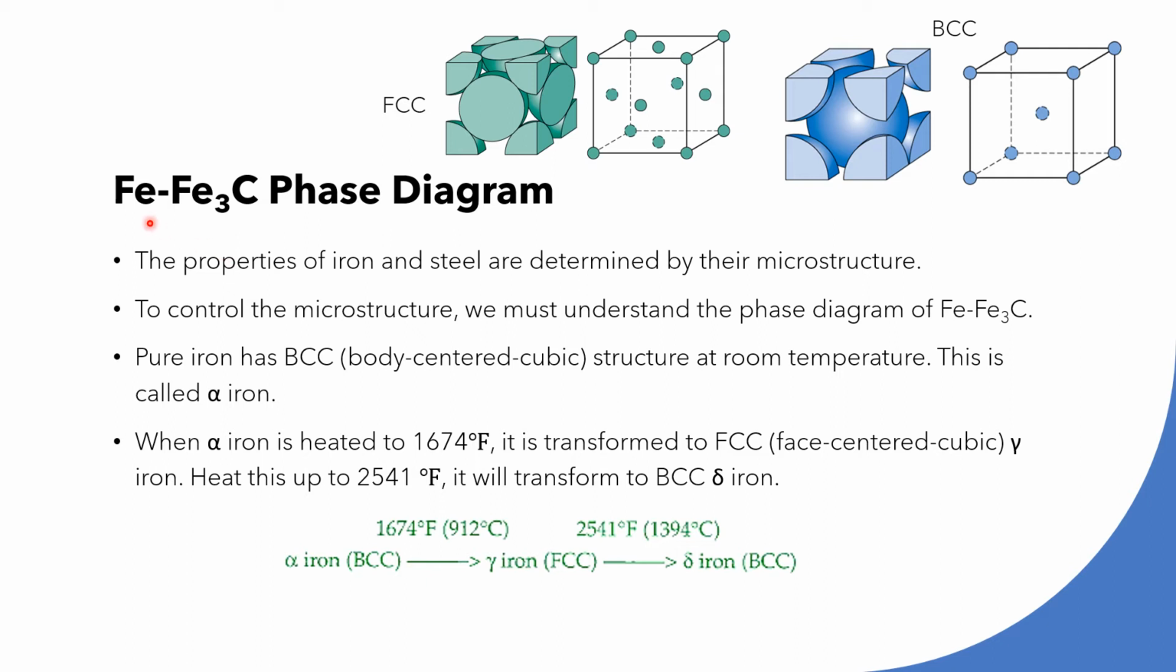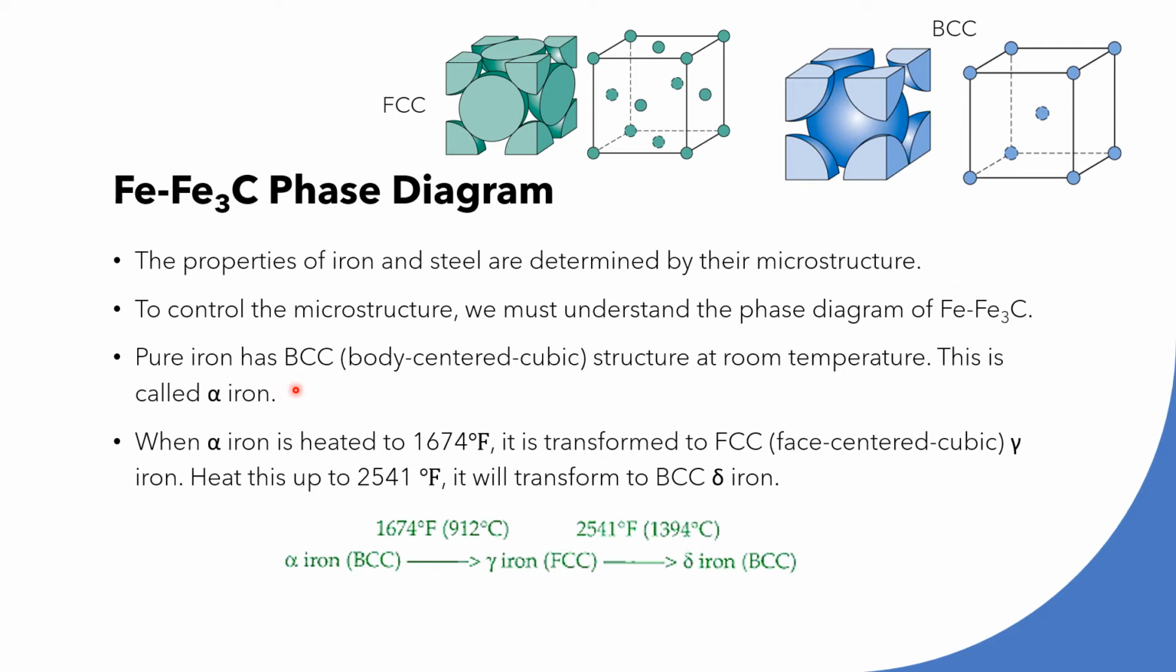Okay, so iron-iron carbide phase diagram, iron and steel properties. Alright, we're going to go back down all the way to our microstructure again. I told you so many times, in order for us to control the properties at our level, we have to control at their level, which is your atomic structure or microstructure. So in order for us to control the microstructure, we have to understand the phase diagram. So we have iron-iron carbide.